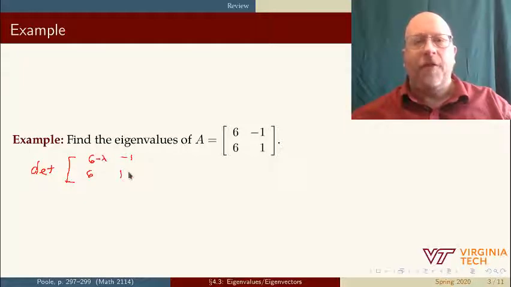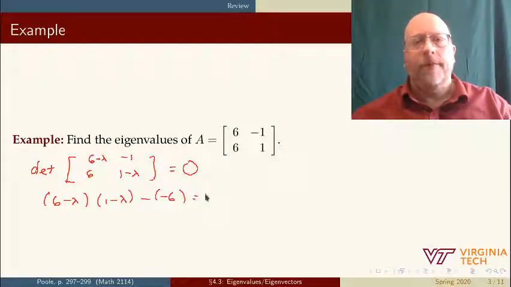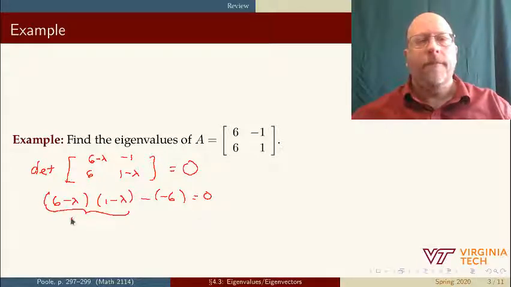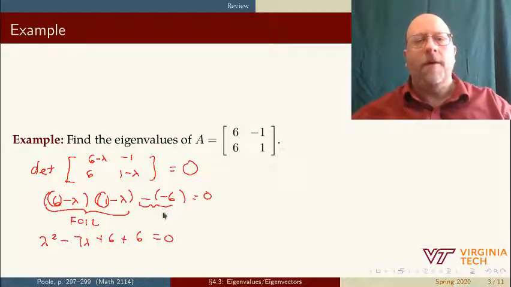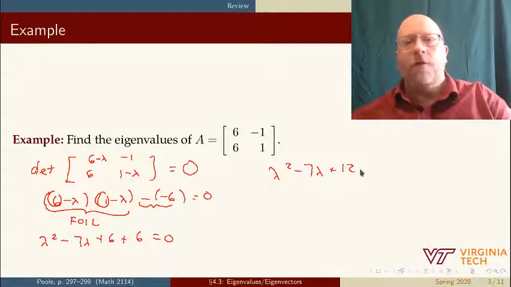where I subtract lambda from the two diagonal values, but not the other values, set that determinant equal to 0. The determinant is 6 minus lambda times 1 minus lambda minus the product of these terms, which is a negative 6. And if we FOIL this out, we get lambda squared minus 7 lambda, negative lambda and negative 6 lambda is negative 7 lambda, plus 6 equals 0. One of the plus 6's comes from these two terms, and the other plus 6 comes from minus a negative 6. And so we get lambda squared minus 7 lambda plus 12 is equal to 0.